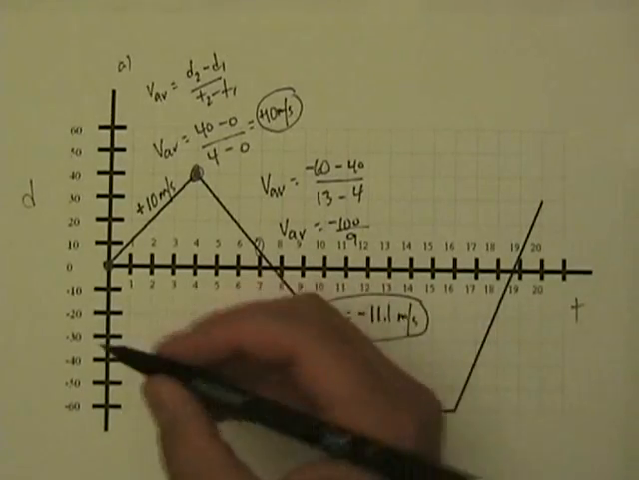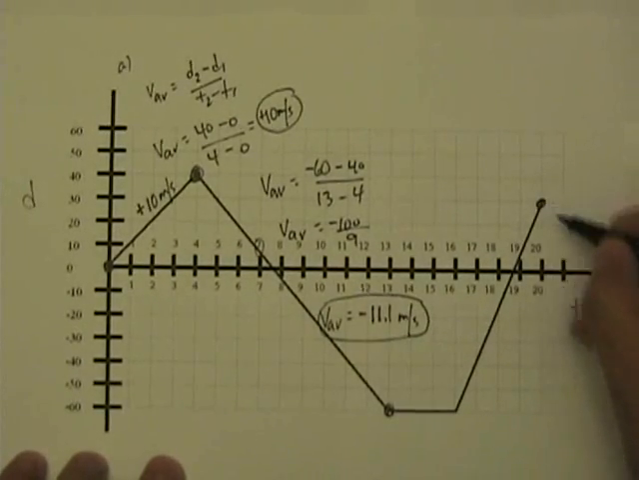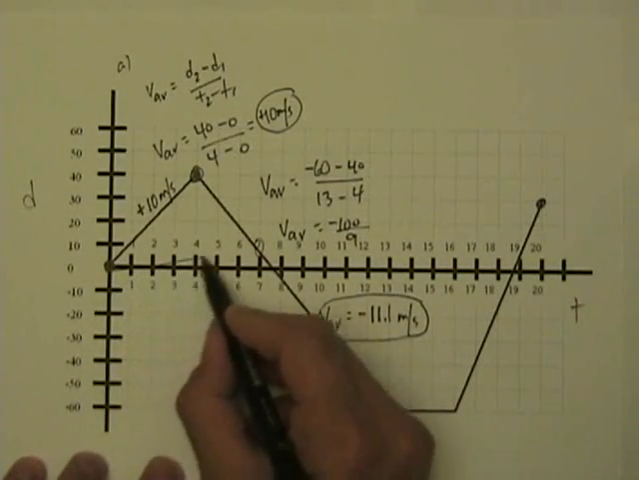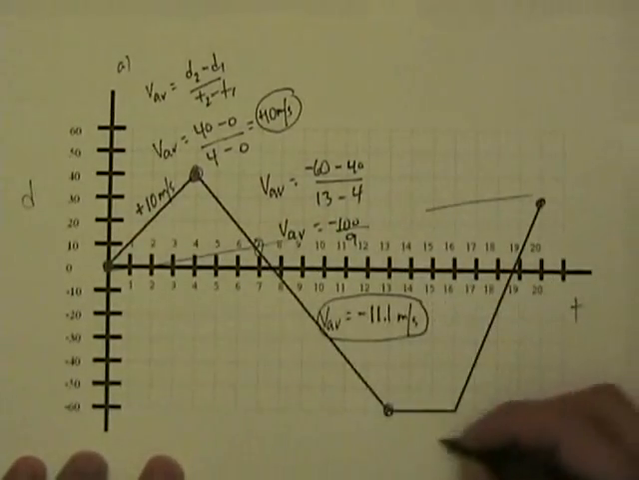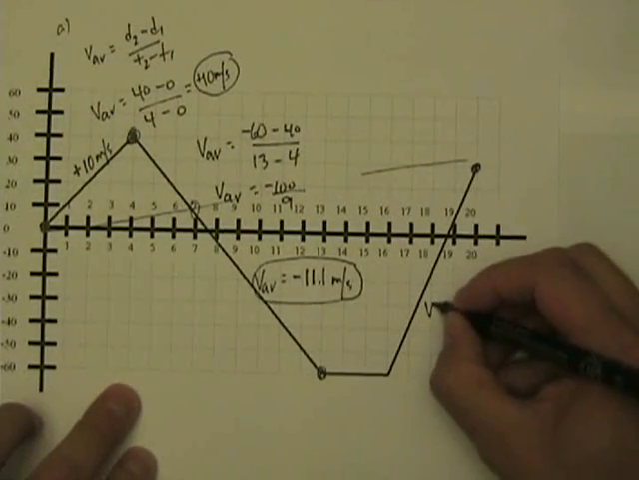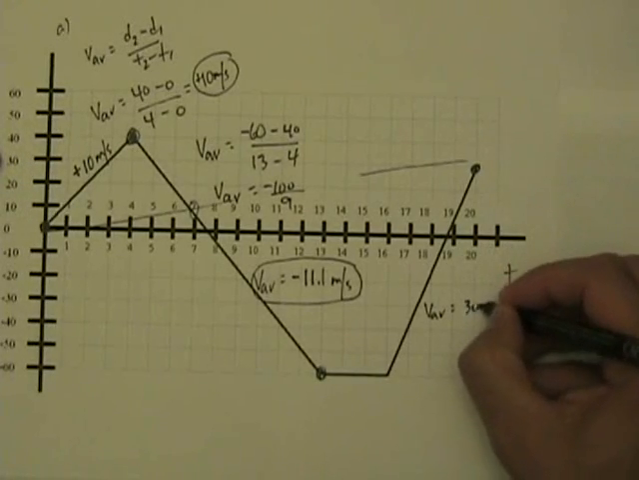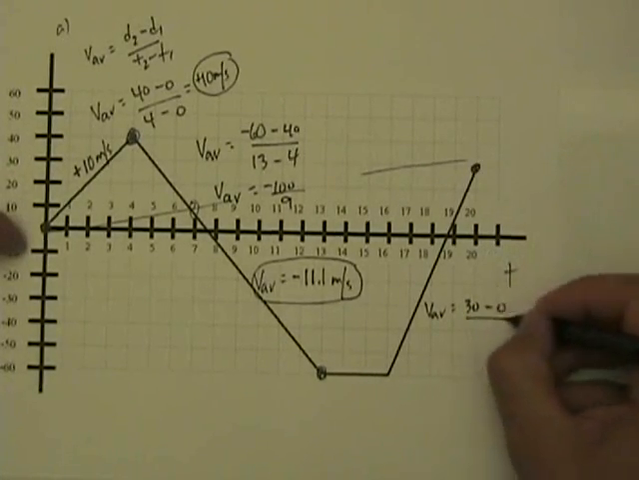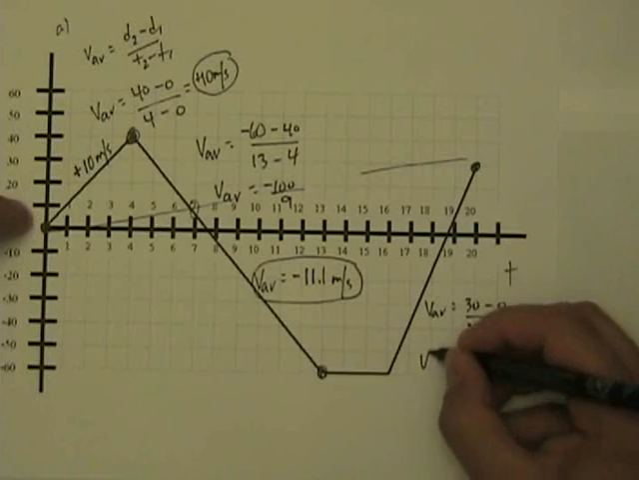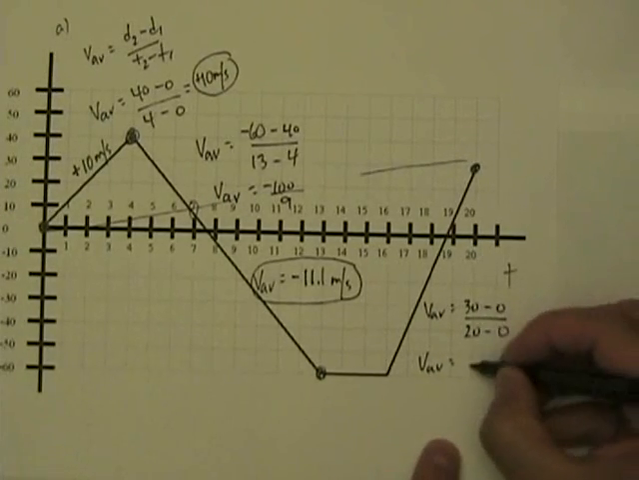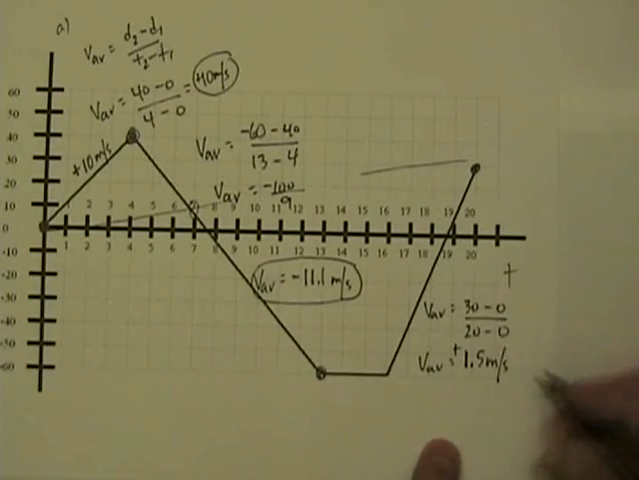And the last one would like to know your average velocity for the entire journey, starting here, ending there. So what you could do is you could think about connecting that line, and your average velocity is going to be d2 minus d1. So let's get some space here. d2 is 30 minus d1 is 0, t2 is 20 minus t1 is 0. So your average velocity in this case is going to be 30 over 20, which is 1.5 meters per second, and that'd be positive.